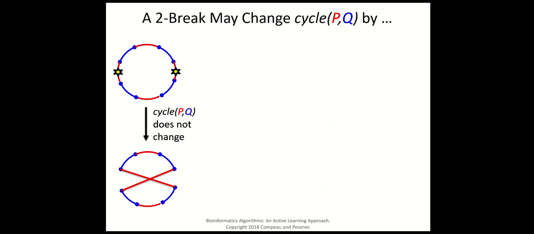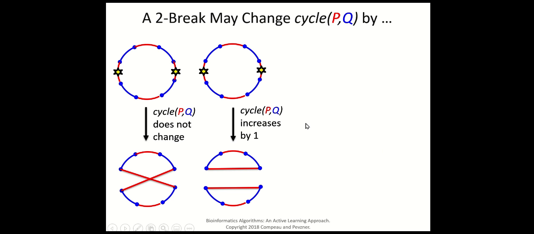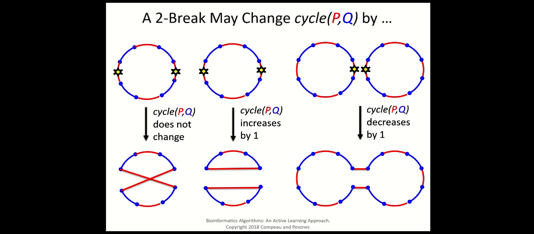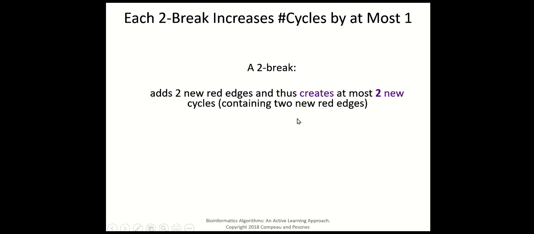So, a two-break may change cycle PQ in three different ways. The first one is that cycle PQ does not change. The second one is that cycle PQ increases by 1. And the third one is that cycle PQ decreases by 1. So, each two-break increases cycle by at most 1.